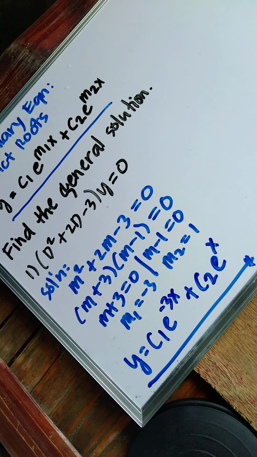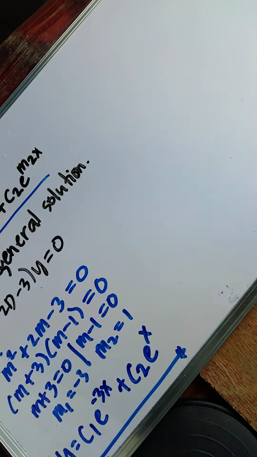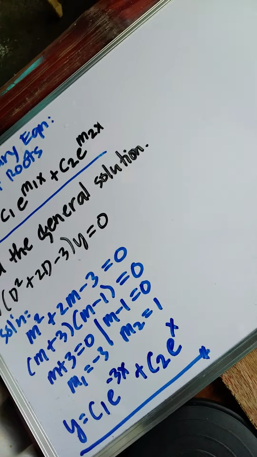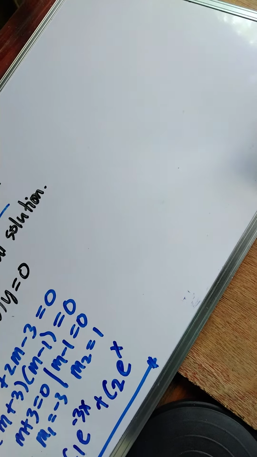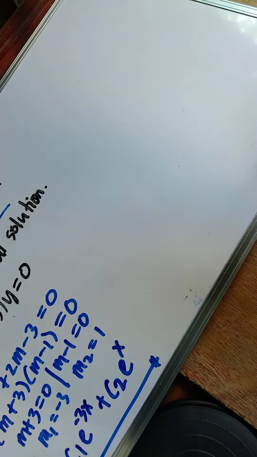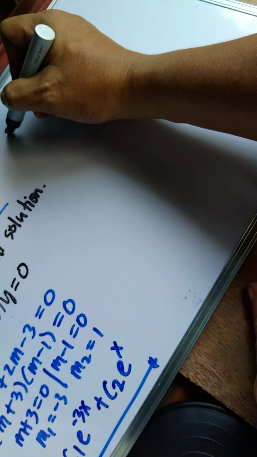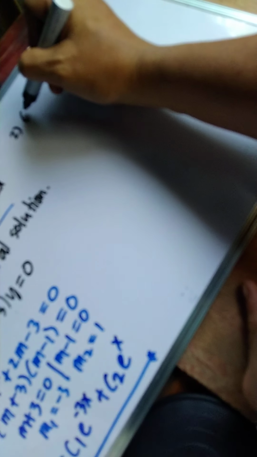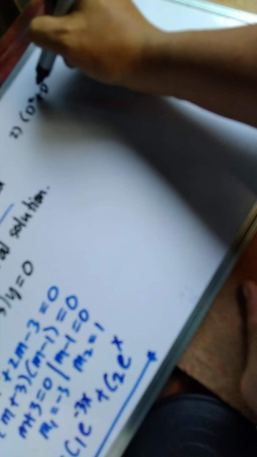So let's move on to our second example. What if you are given, this second example is very easy: D squared plus D minus 6 of y is equal to 0.